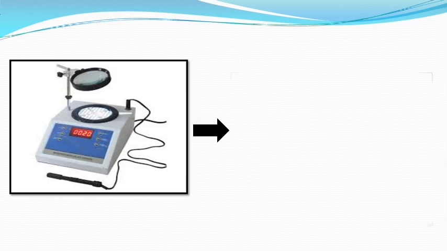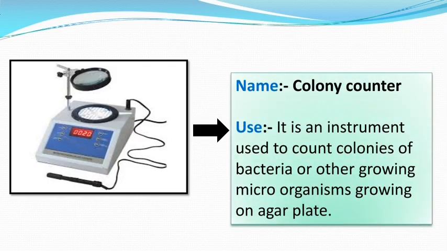Name of the instrument: colony counter or digital colony counter. It is an instrument used to count colonies of bacteria or other growing microorganisms on agar plate. The instrument has a magnifying lens and a stage for placing the agar plate, and this black pen-like stick is used to touch the colonies, and this is the digital display showing 20 colonies are there.